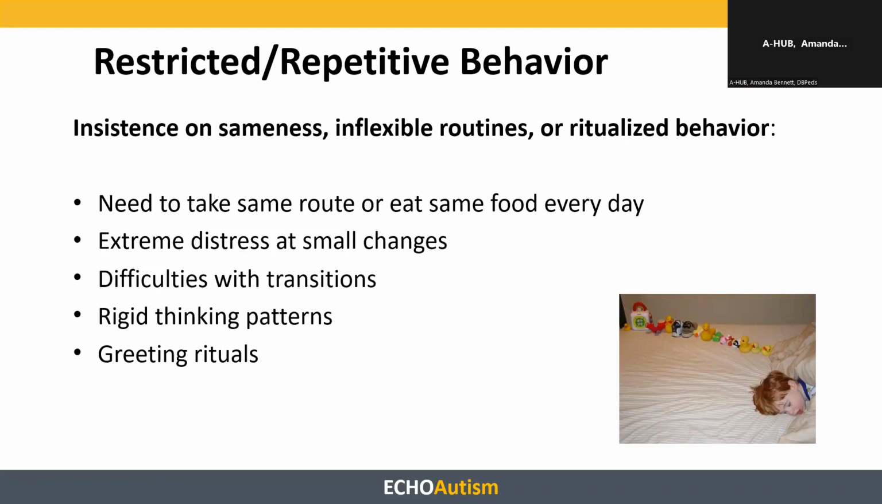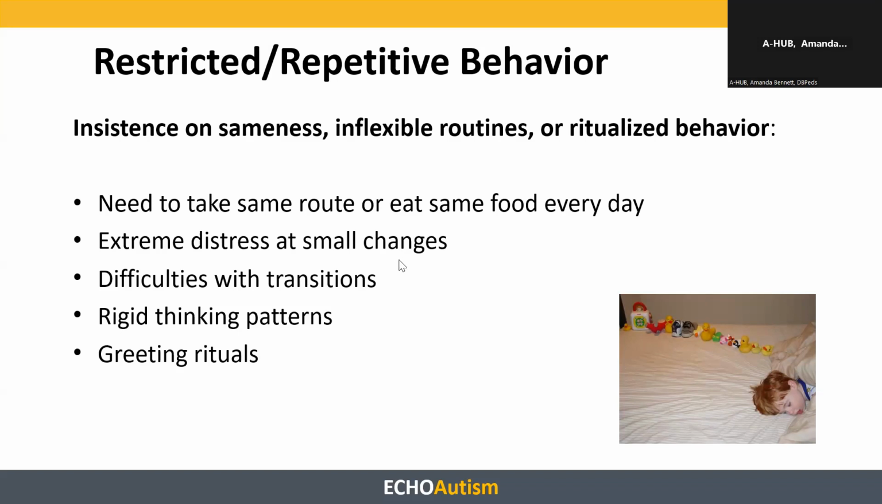The second restricted repetitive behavior is having an insistence on sameness, being inflexible about your routines, or having any ritualized behaviors. So this might be needing to take the same route, or needing to eat the same food, or needing to do things in the same order every single day. I've asked parents, does it need to be done by the same person? Are there things that if a babysitter were to watch your child, you would have to tell them to do this thing because this is the way your child expects it to be done?